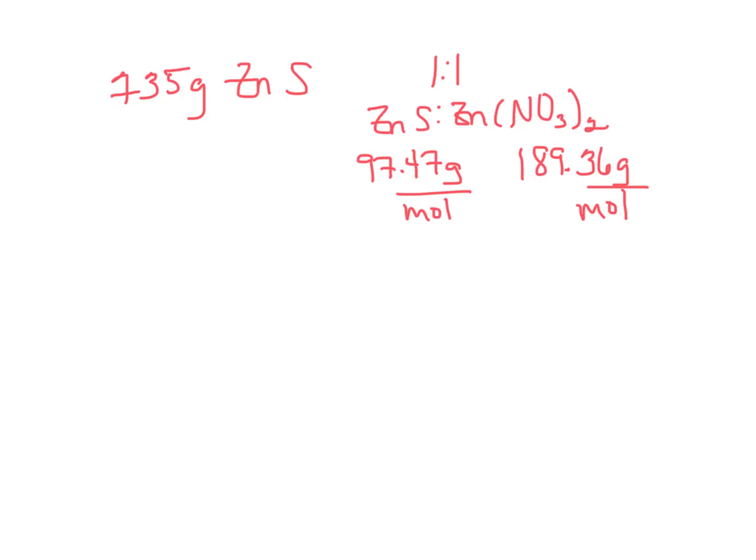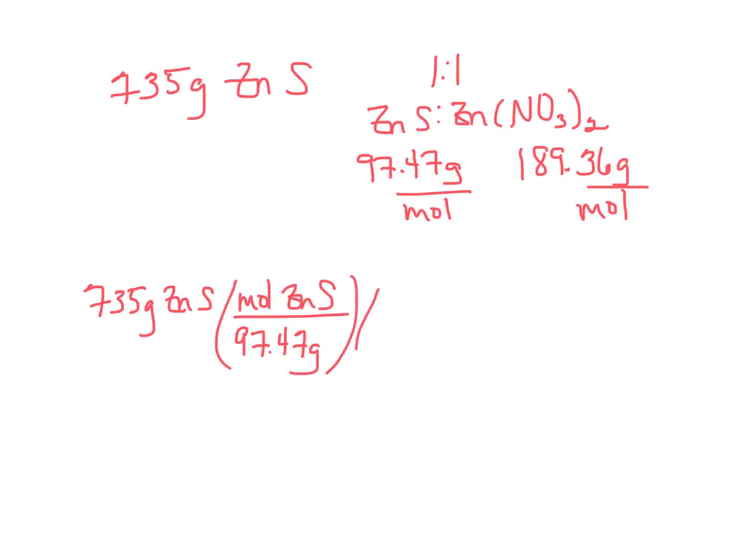Notice that the known amount is the 735 grams of zinc sulfide, and I'm going to have to get that to moles because remember my ratio, that 1-to-1 ratio, is in terms of moles. So I use the molar mass, and I'm going to put the grams on the bottom because I need those grams to cancel with grams. Then I'm going to put in my mole ratio, 1 mole of zinc sulfide to 1 mole of zinc nitrate. Even though it's a 1-to-1 ratio and it's not changing my actual calculation, I'm still going to include it to get in the habit and so that all my units cancel out correctly.